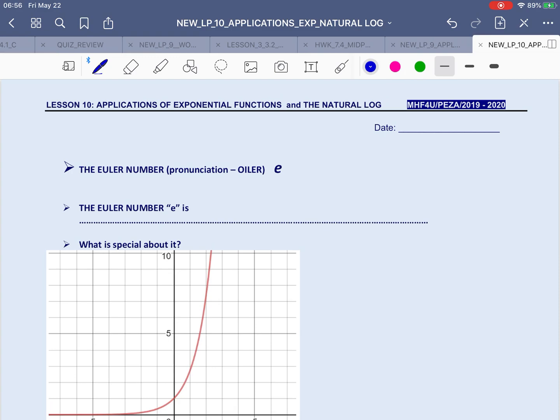Now, the term natural log has its roots in the number e. Number e is what we call the Euler number. Euler number is named after the great mathematician Leonhard Euler.